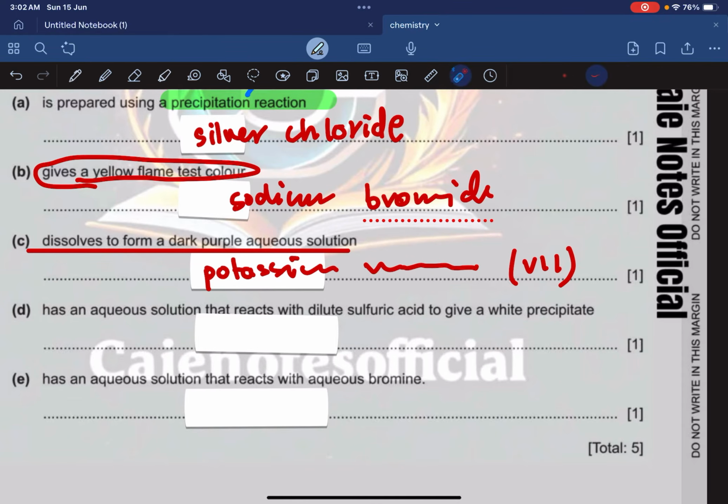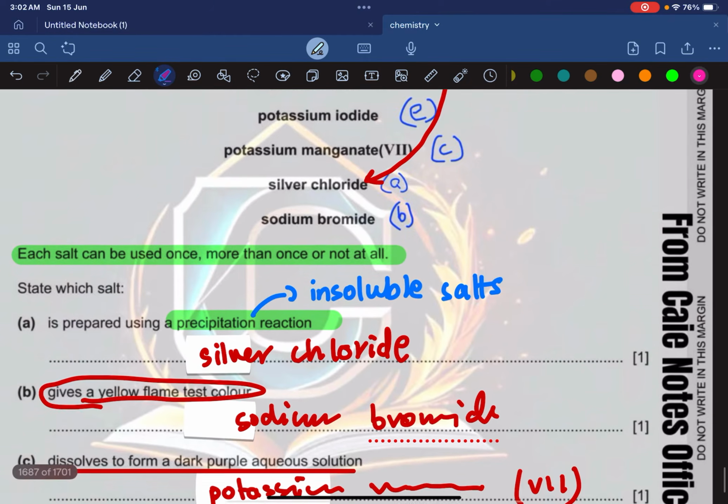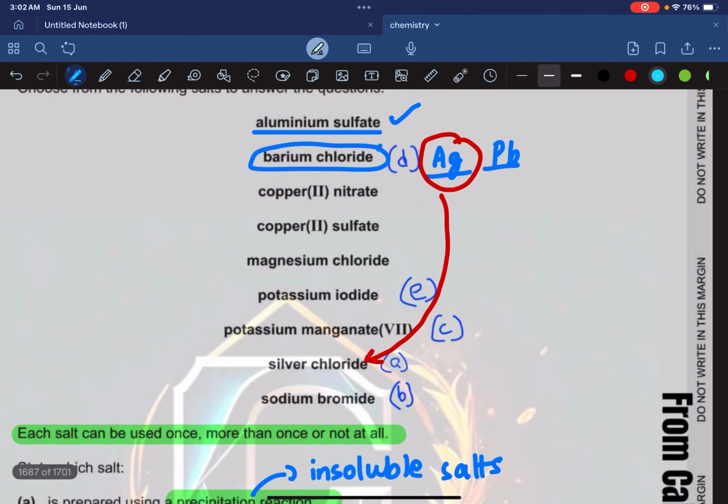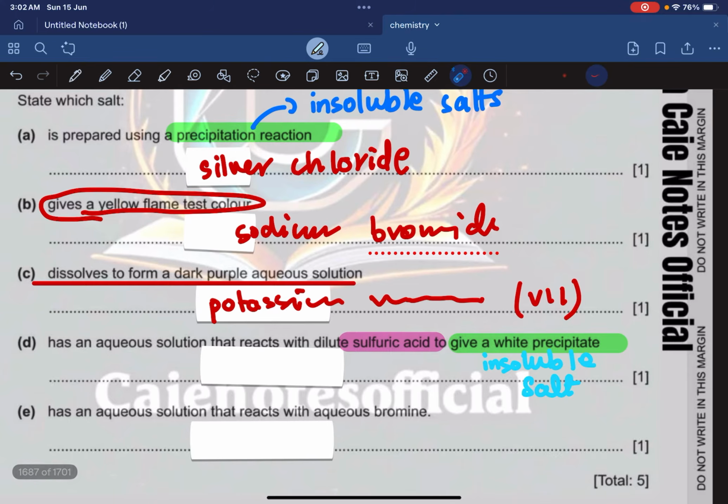Next: has an aqueous solution that reacts with dilute sulfuric acid to give a white precipitate. Firstly, it should have an aqueous solution that reacts with dilute sulfuric acid to give a white precipitate. By white precipitate, what does the examiner mean? It means that it should be for sure an insoluble salt. A white precipitate would be created of an insoluble salt. And the second important thing is that whatever we are making should react with dilute sulfuric acid. So let's figure out what's going to react with dilute sulfuric acid to give me an insoluble salt.